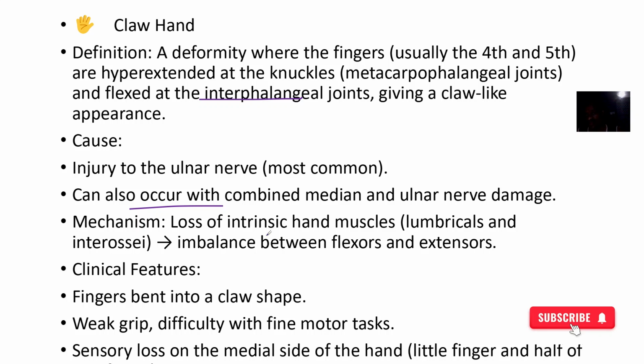Mechanism, there's loss of what? Intrinsic hand muscles. That's the lumbricals and the interossei. Okay, so there's no balance. There's imbalance between the flexors and the extensors. So your fingers are bent into a claw shape, and you're not able to grab things again, a weak grip, and there's also difficulties with all those fine motor tasks, all those little fine things that you do with your hand, your ability to write, your ability to type on a computer. Then also sensory loss on the medial side of the hand.